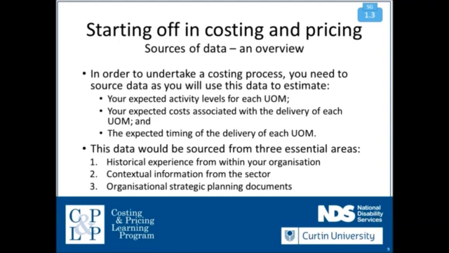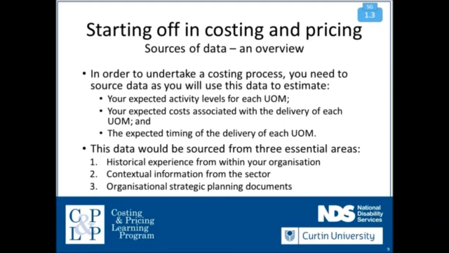In order to undertake the costing process, you need to source data, as that data is what you use to estimate the outcomes. When you source data, as I mentioned before, a key rule is to start with historical experience. Go back and look at what your financial system's telling you your costs have been traditionally, and go back and look at your traditional activity levels, and use that as the starting point for your estimates for the following year or following few years.